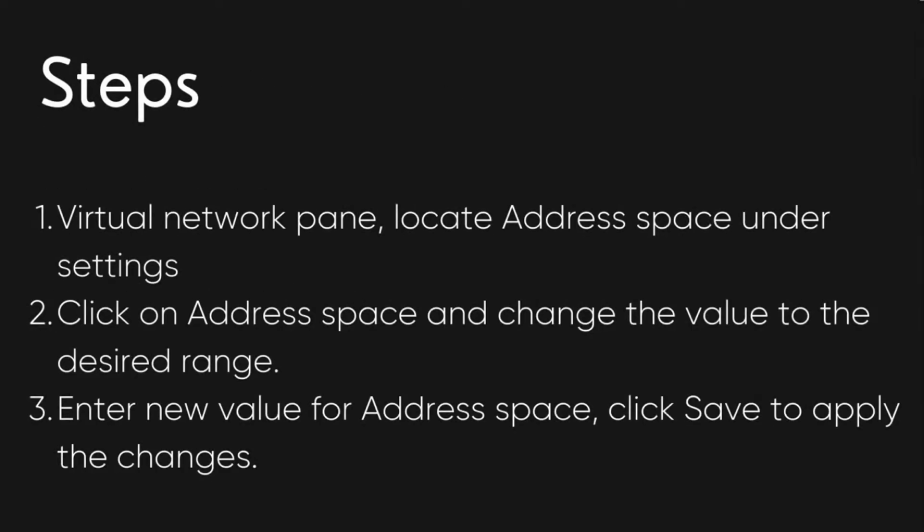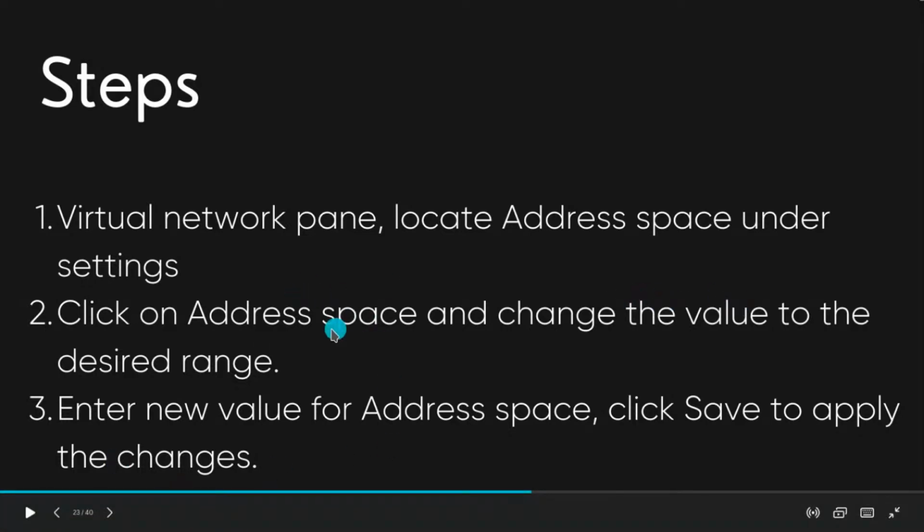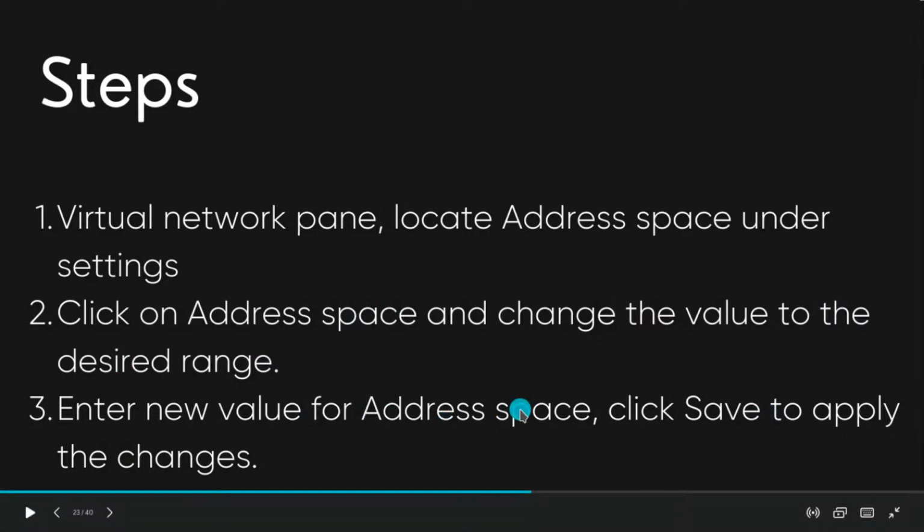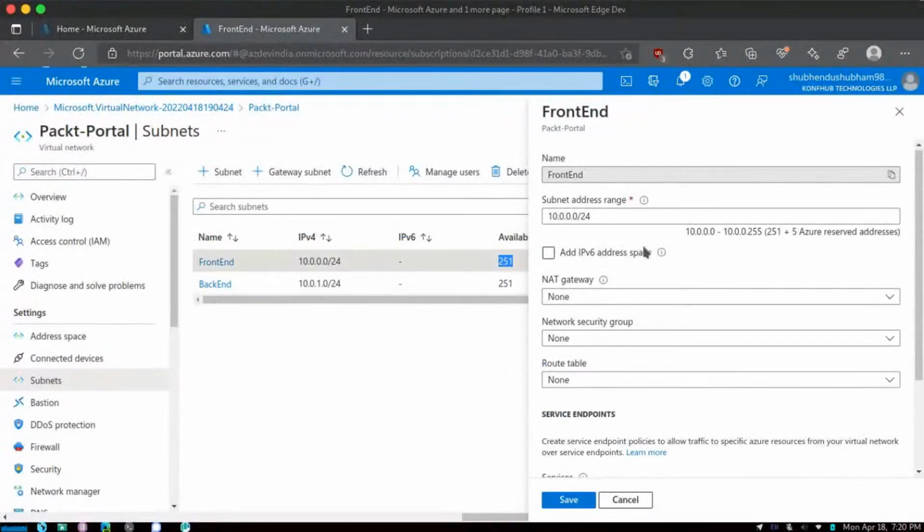These are the steps we have to follow. In the virtual network panel, locate the address space, the same thing we are following. Change the value to the desired range, enter the address value, and click on save and apply. Let's see what this means. See, the same thing was there. Click on this; the subnet address range is there.